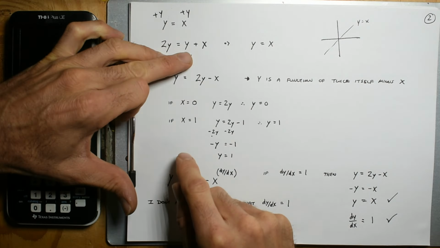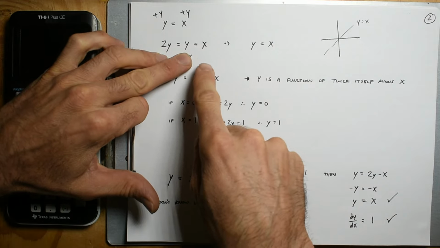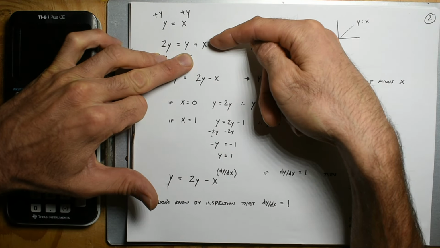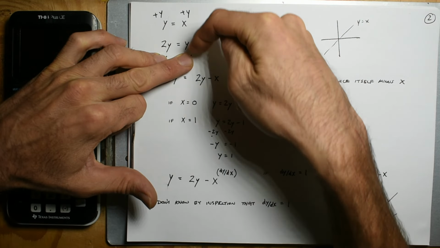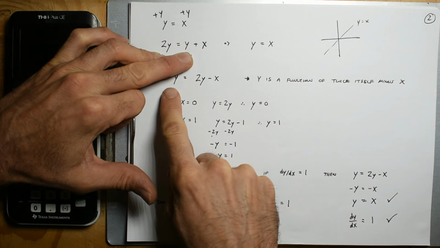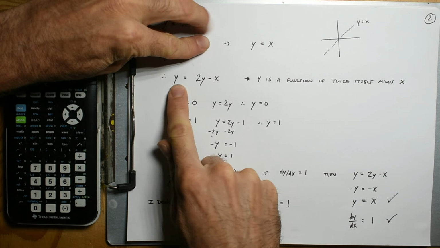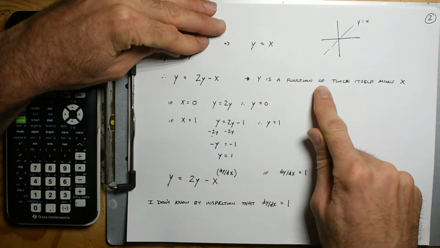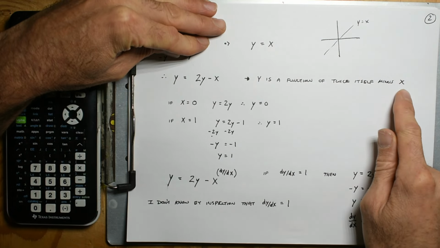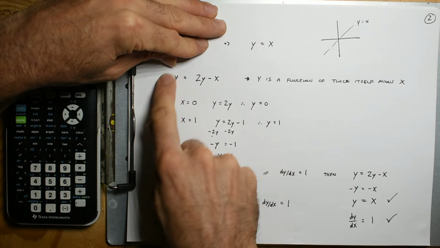Why did I rearrange this? So this is the equation I'm looking at. I'm going to get y by itself, so I'm going to get x to the other side. So we have 2y minus x. So y is equal to 2y minus x. This is the equation that I'm going to play around with. Y is a function of twice itself minus x. Cool, so that's the one that I wanted to use.